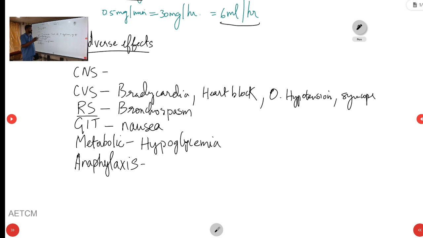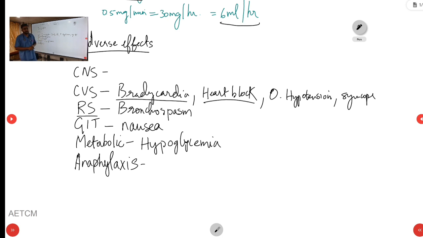Now, what precautions do we have to take before giving the drug? We have to see if the patient has bradycardia, or any heart block more than first degree, like second or third degree heart block. Those patients we should try to avoid giving this drug to. Also in bradycardia patients, it will cause further bradycardia, and that will be an issue.